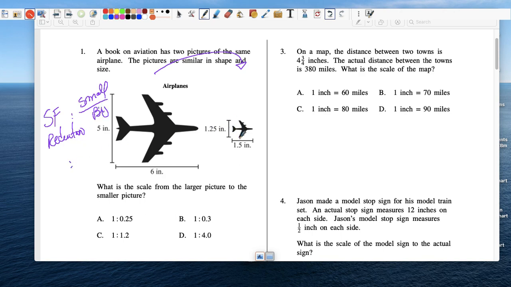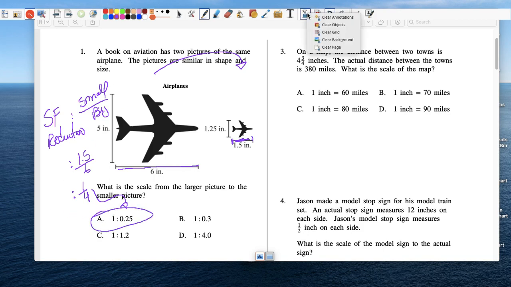So let's pick this side, the length of the airplane. It's 1.5 over 6. And that becomes 1 over 4. And there is your 0.25. Now, why they write it like this, I'm not too sure. But A is the answer. Okay.